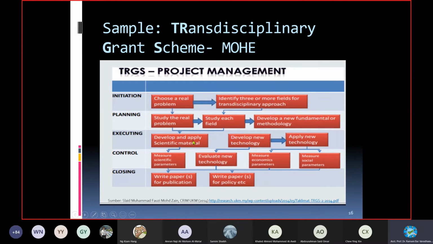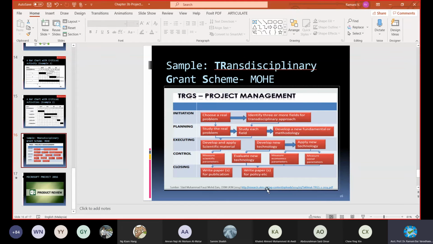Then coming to execution, you need to develop a new technology, and then apply or test the new technology, and then control and evaluate. Finally, close by showing some visible output, like a published paper, patent, or trademark. If it is a product, it may be a trademark, or if it is a theory, a copyright. A program is also copyright. Like that, end up with some publication to society. This is a good example for preparing a Gantt chart.